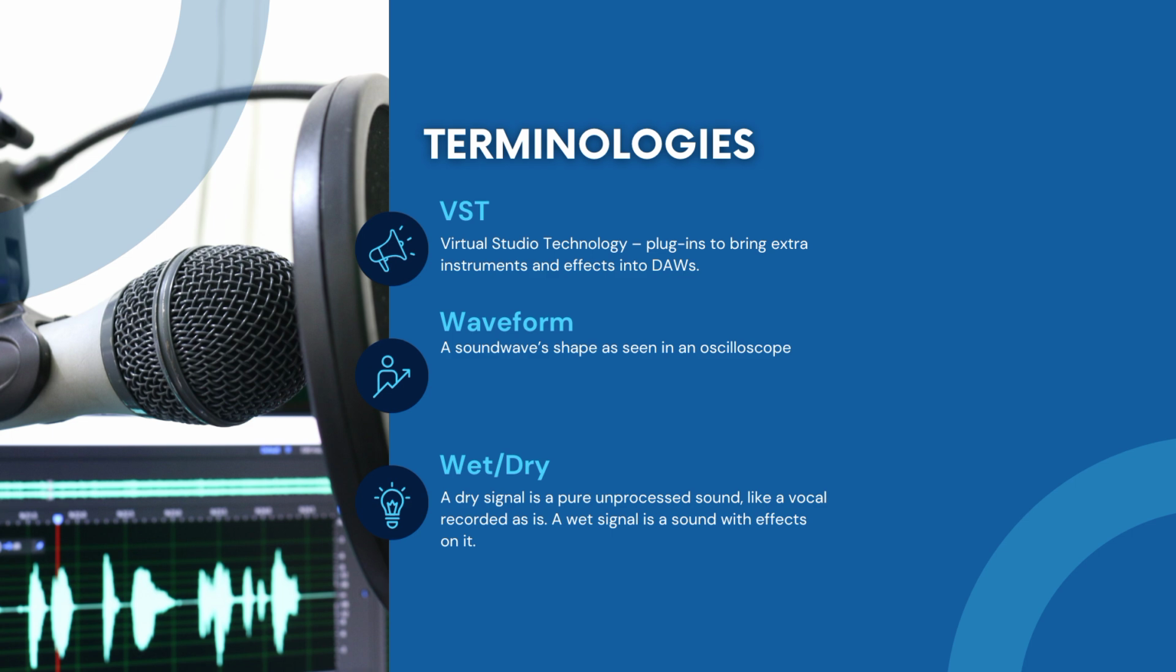The next thing we are looking at is wet or dry. A dry signal is a pure unprocessed sound, like a vocal recorded as it is. A wet signal is a sound with effects on it. Once we get a signal in its recorded form, the way it is, it is a dry signal. Once we start adding effects to the signal, it becomes a wet signal.